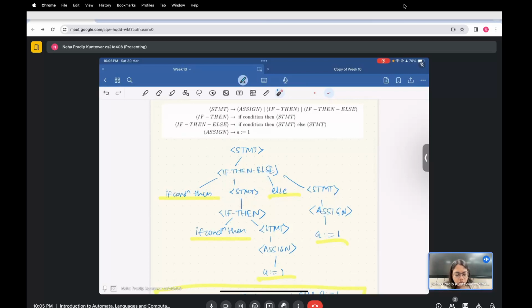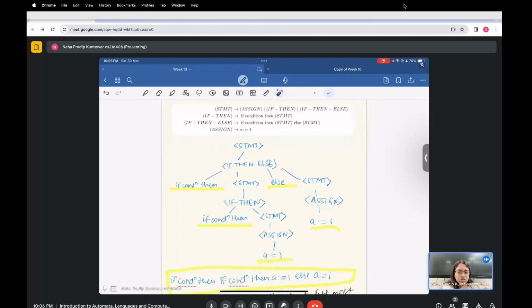Now this is the leftmost derivation, therefore we are going to expand the leftmost variable, which is this one. So now statement, out of the three choices, let's say it chooses if-then. So statement gives if-then. Now if-then has only one production, so that's what we are going to write. So if-then gives if condition then statement, and statement gives assign. And assign has only one choice, which is a gives 1. And similarly you do this here.